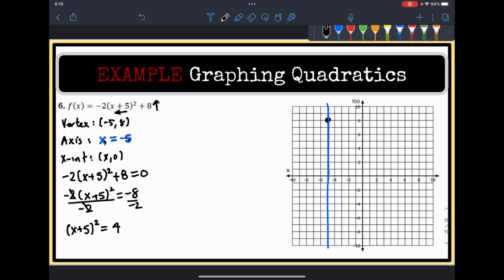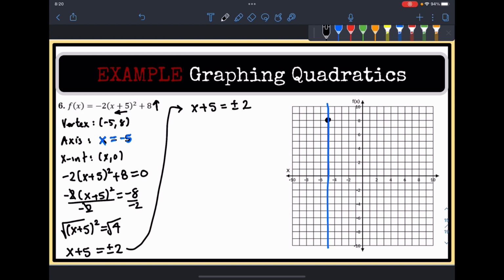And now we can take the square root of both sides. And x plus 5 equals both positive and negative 2. Let's continue over here. Now I just have to get rid of the 5, so I'm going to subtract 5 from both sides. And I get my value for x. So x has 2 possibilities. Our 2 intercepts are the following.